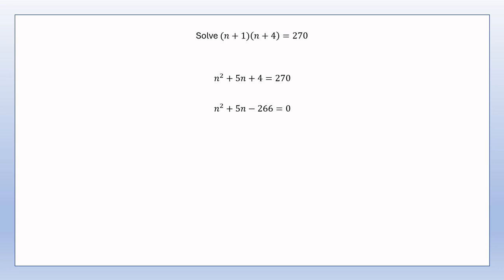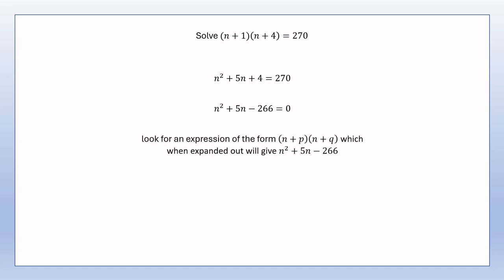And this is, of course, of the form ax squared plus bx plus c equals 0, and so we can solve this quadratic equation by either factorisation or by using the quadratic formula. So I'm going to go for factorisation. So, of course, I'm looking for an expression of the form (n plus p) times (n plus q), which, when expanded out, will give n squared plus 5n minus 266.